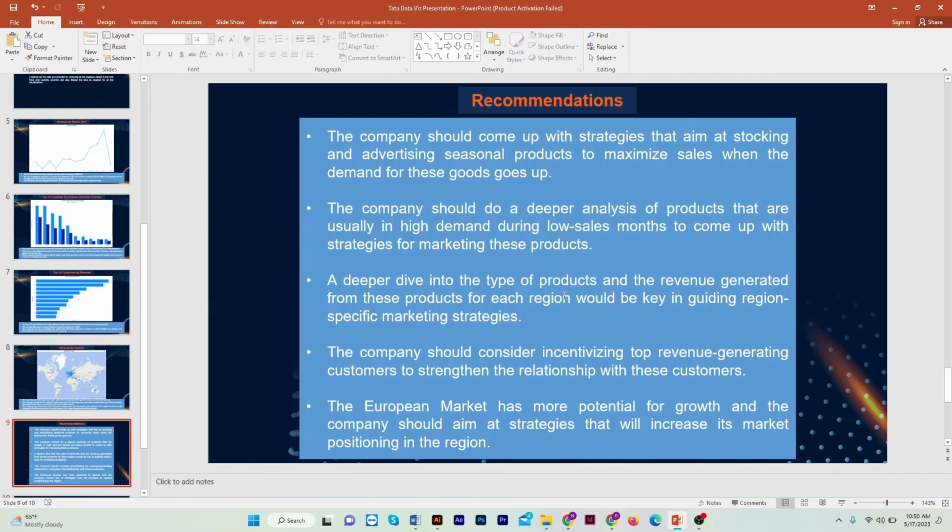This can be key to strengthen the relationship that the company has with these customers, and it can also increase the loyalty of these customers and also encourage other customers to do more business with the company. The last recommendation is that the company should look at the European market since it has more potential for growth, and the company should also aim to develop strategies that will increase its marketing positions in the European region.